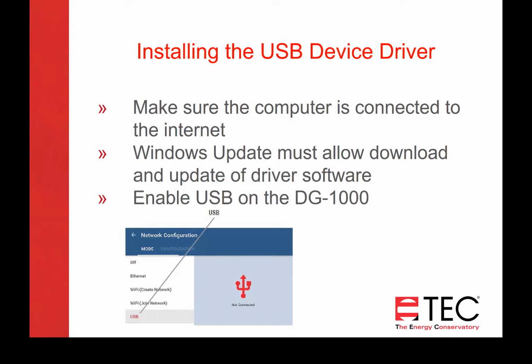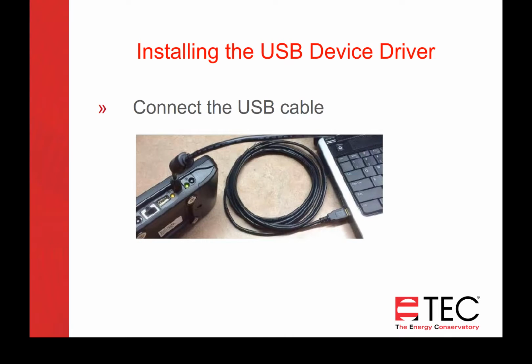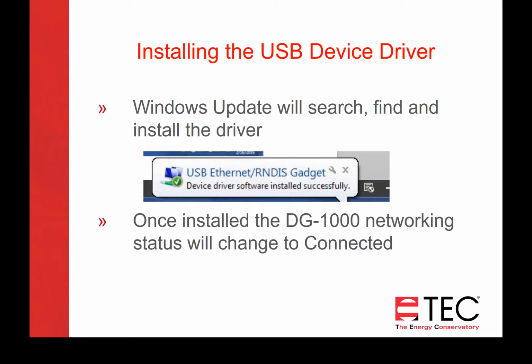And then you'll enable the USB on the DG1000. Choose that last option, and then you'll connect the USB cable to your computer and connect it to the DG1000. And then the Windows update will do a search, and it'll find and install the driver. And once it's installed, the DG1000 networking status will change to connected. So let's try that. I'll grab a USB cable.